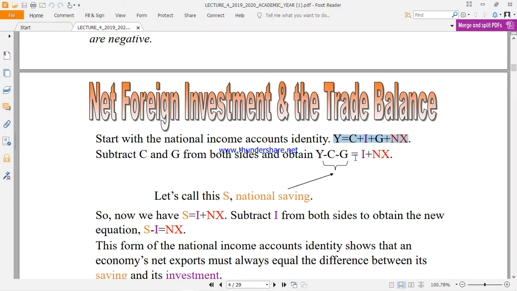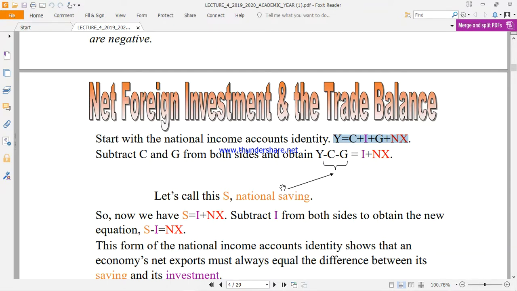Then what I'm going to remain with is the investment and the difference between what we export and what we import. Now, let's call this national savings. Okay? So let's call total output minus consumption minus government spending, let's call this term national saving. Now the question is, why are we saying it's national saving?